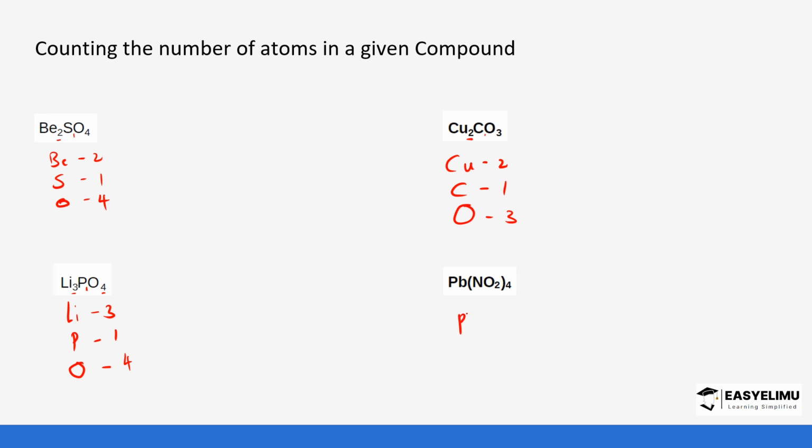As you can see, there's a 1 here. And then this 4 is used to open the bracket. So nitrogen was 1 initially. This 4 will multiply by 1. So nitrogen will become 4 atoms. And then this 4 also will multiply by 2. So oxygen also becomes 8 atoms. So next, you're going to look at a few questions to conclude the session.